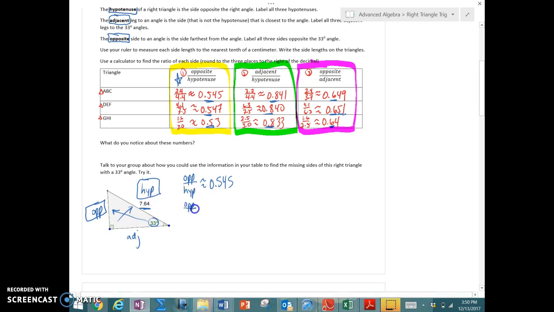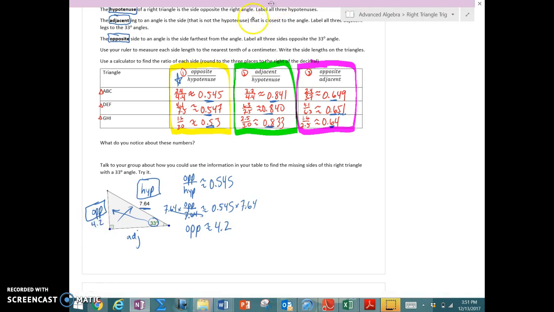Now the reason we can use this is because, since they've given me the 7.64, I can do opposite over hypotenuse is 7.64. And now I've created a little mini equation that I need to solve for opposite. Well, since I'm dividing by something, I would multiply by that 7.64 to get it to the other side. And I type that into my calculator. So I got that the opposite side is about 4.2.